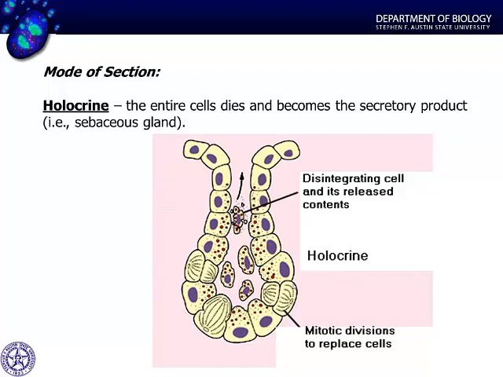We can see other cells that are being replaced as cells are lost. So these glands don't simply disintegrate and go away and you never make more. But as cells are lost, other cells are undergoing mitotic divisions to replace and maintain the integrity of the gland, yet still produce the secretory product.